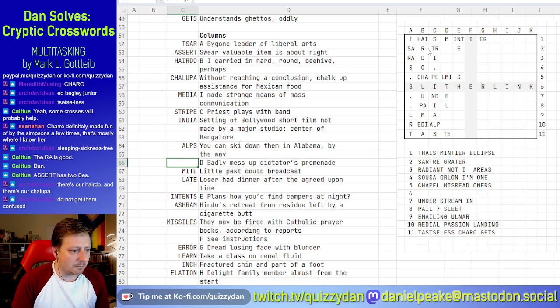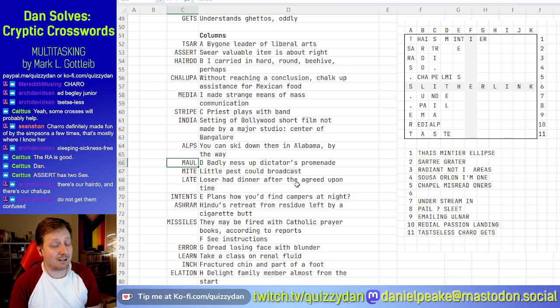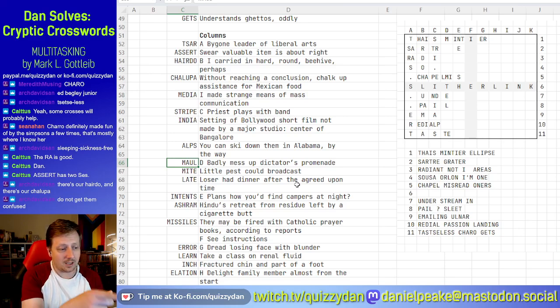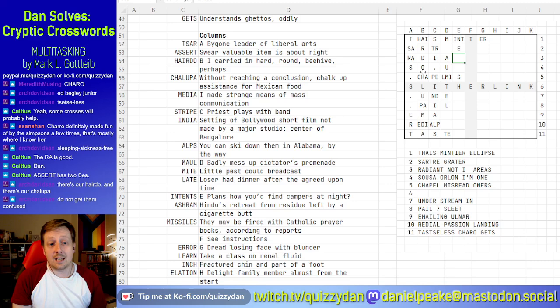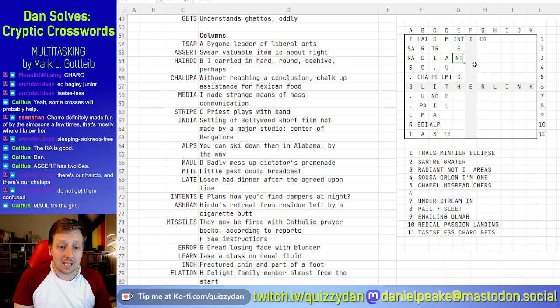But it's going to start with M. Badly mess up. Dictator promenade. Mean. Mine. Promenade. Maul. Badly mess up. MAU. But which way round is it? I'm assuming it's the Dictator's Promenade, so it's MAUL instead. So we get an A there and a U there, and that fits with Sousa and Radiant. So intense could work there.